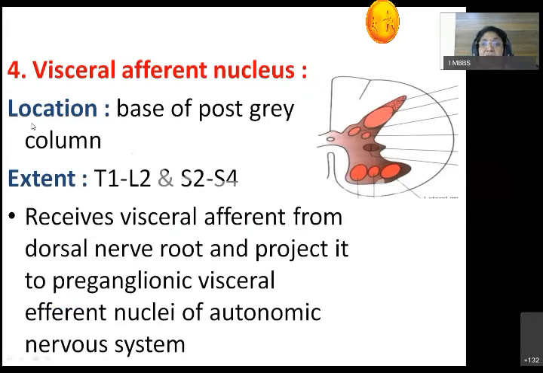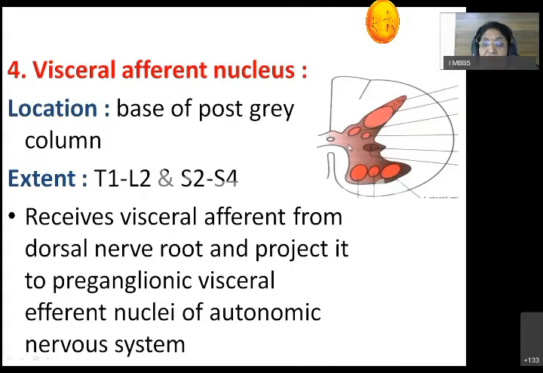Then there is another nucleus which is present at the base of posterior horn, the visceral afferent nucleus. What do you mean by viscera? Viscera means the organs which are present in the abdominal cavity and thoracic cavity. Now this visceral afferent nucleus is present at the base of gray column, and it extends from T1 to L2 and S2 to S4 segments of the spinal cord.